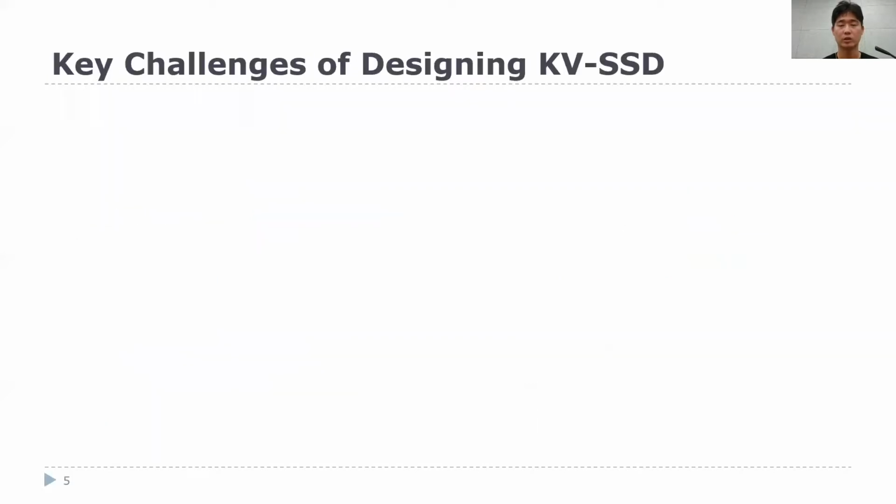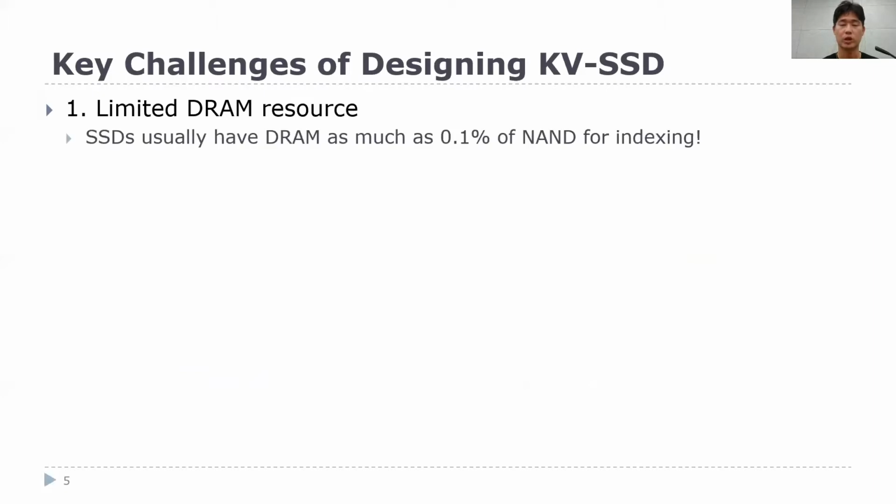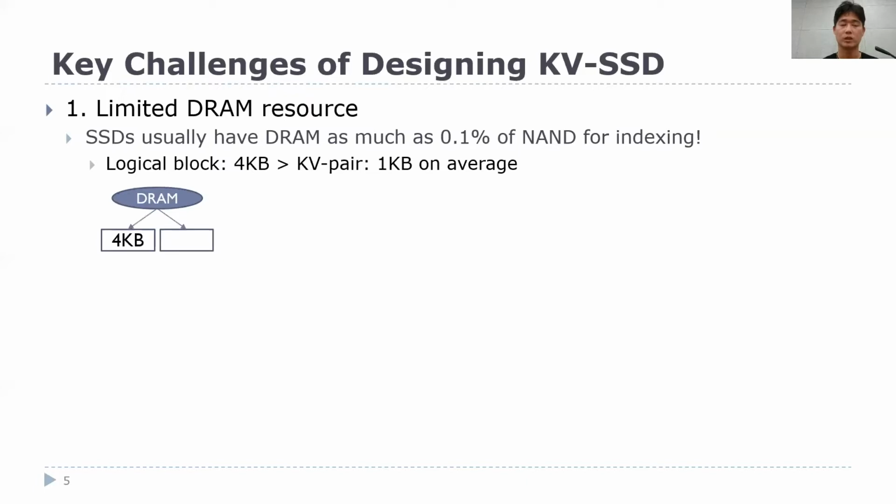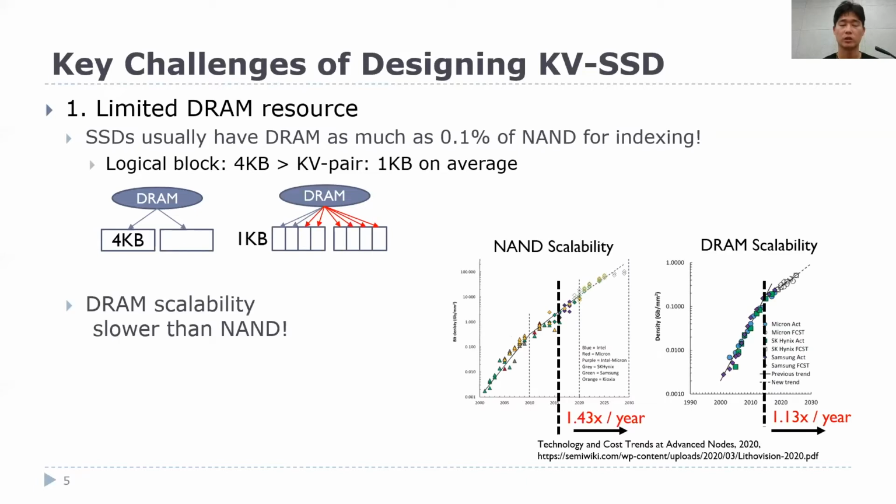However, there are two challenges in implementing KV-SSDs. First of all, the DRAM resources in the SSD are very limited. The SSD usually has DRAM as much as 0.1% of the total capacity for indexing. The problem is that the indexing granularity is 4 kilobytes, which is bigger than the average key value size, which is 1 kilobyte. It means that the SSD's DRAM capacity for 4 kilobyte indexing is not enough to index key value pairs. Furthermore, since DRAM scales slower than NAND, this problem will become worse.